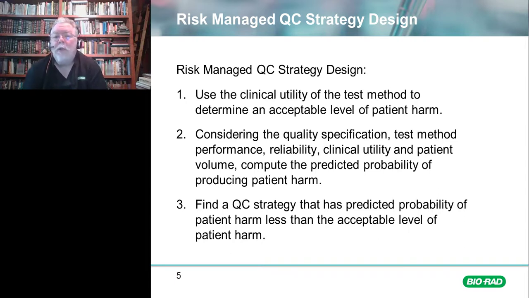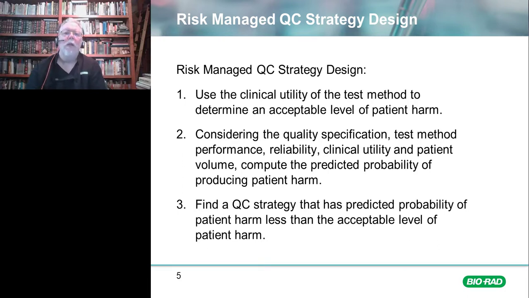And the way that we determine that acceptable level is based on the clinical utility of the test method. How are we using the results? And then we consider things like the quality specification, test method performance, how frequently there are failures in the test method, what we are actually doing with those results, and how many patients we are testing between QC events. We can use all of those things to compute the predicted probability of producing patient harm. And then we want to find QC strategies where the predicted probability of patient harm is less than the acceptable level of patient harm.